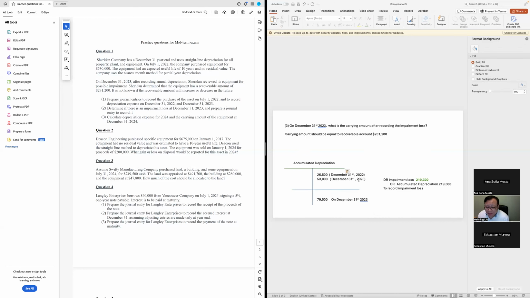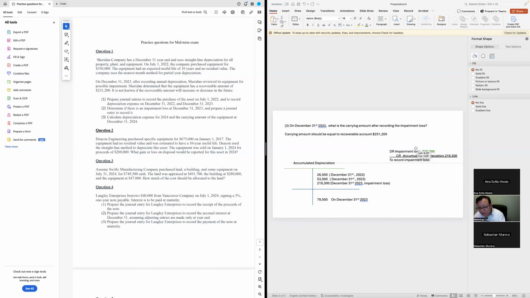Okay, so prior to the impairment loss, your cumulative depreciation balance is 79,500, right? But now you make another entry, you credit cumulative depreciation for 219,300. Okay, so I need to add that. 219,300. This is also on December 31st, 2023. This is the impairment loss.